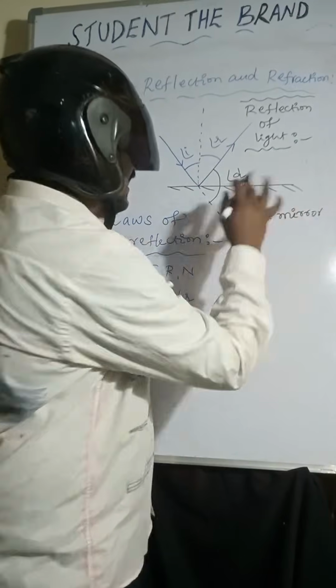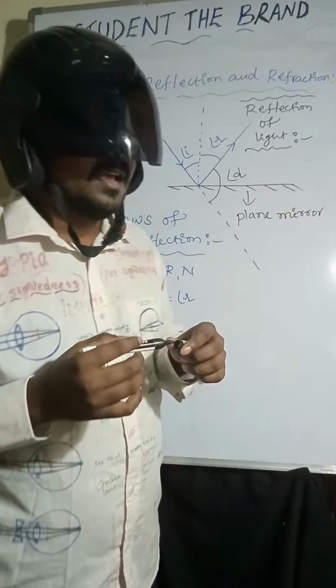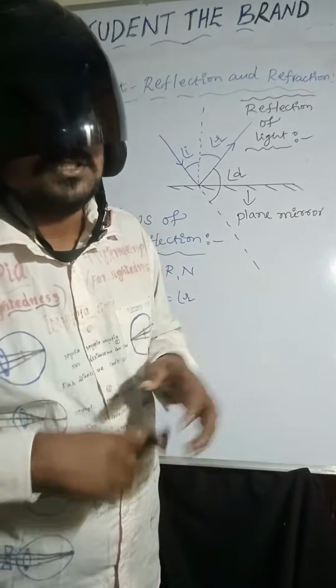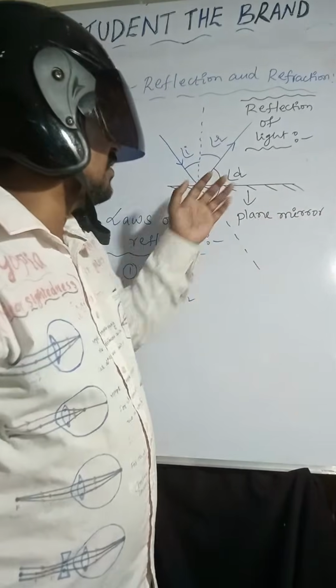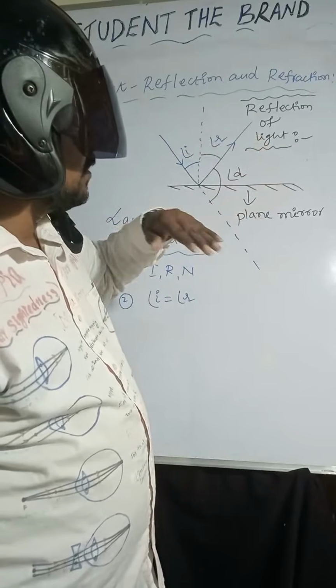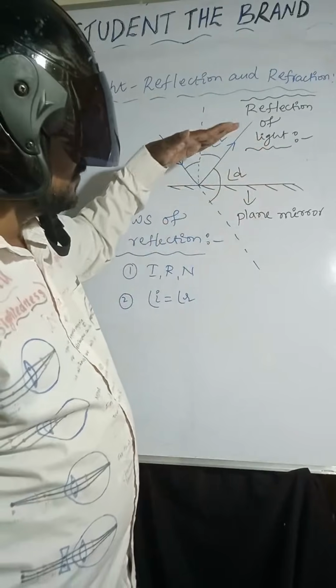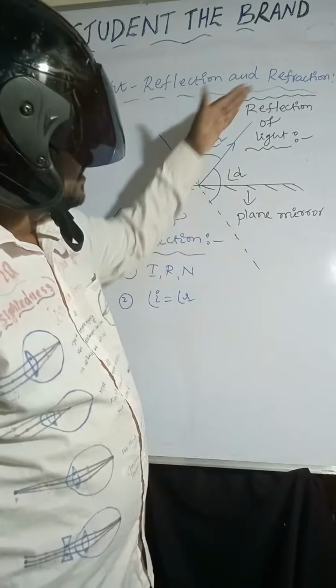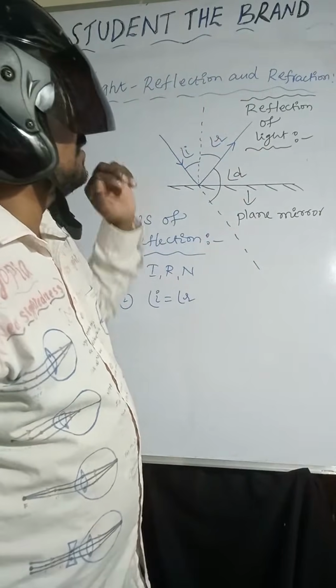A plane mirror is a highly polished, smooth and shining surface. One side is a reflecting surface, and the other side is silver coated. So reflection takes place only on one side. The bouncing back of the light from the reflecting surface is called reflection of light.